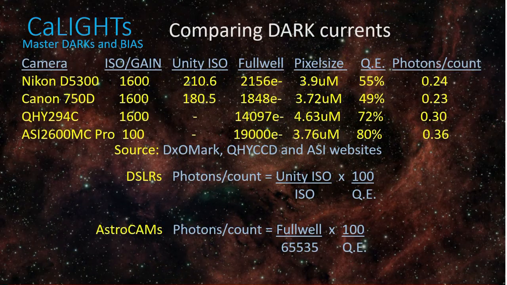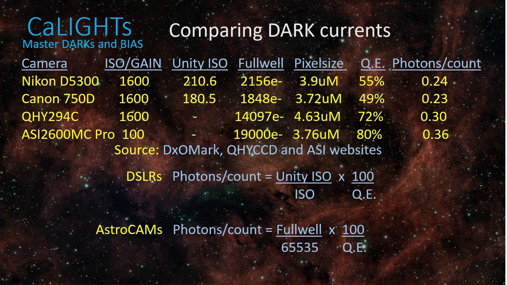Okay, let's take a different approach to understanding dark current. I'm going to attempt to compare the dark current performance for 4 different cameras. I was able to obtain bias and dark frames, as well as master bias and darks for a Canon 750D and for an ASI 2600 MC Pro. I also included my Nikon D5300 and my QHY 294C.